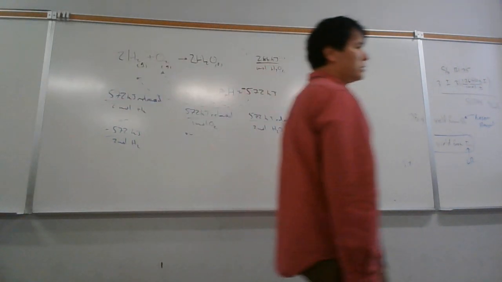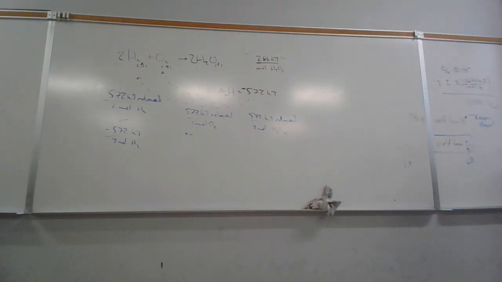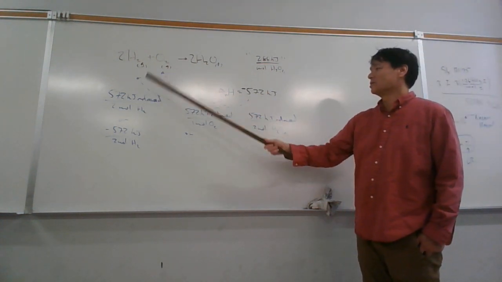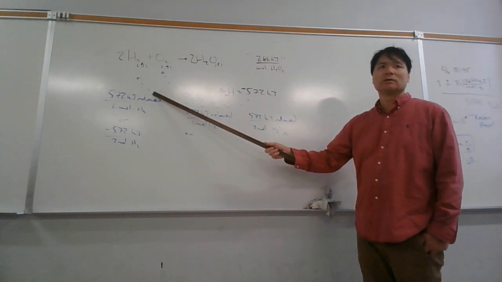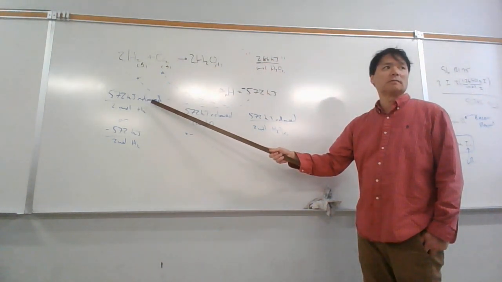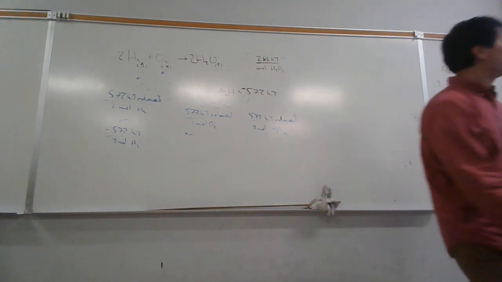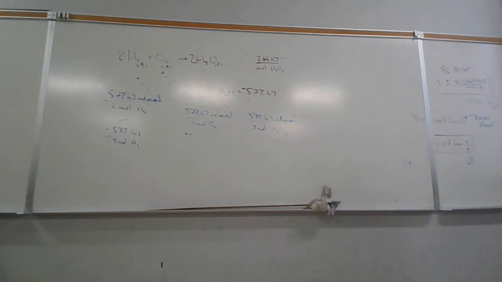And so in this case, I would have gone from 15 grams of hydrogen to moles of hydrogen, and the moles of hydrogen straight to kilojoules using this. And so the delta H, when you see the delta H written next to an equation, it's for the mole ratios that are given.